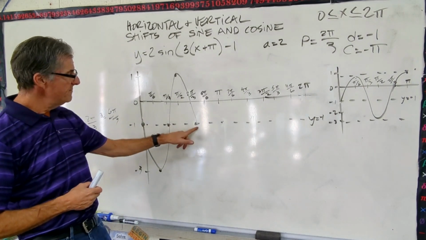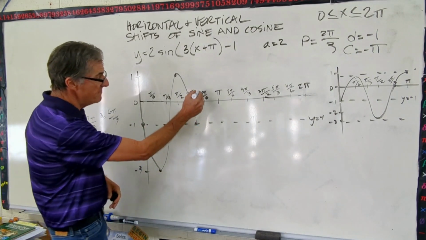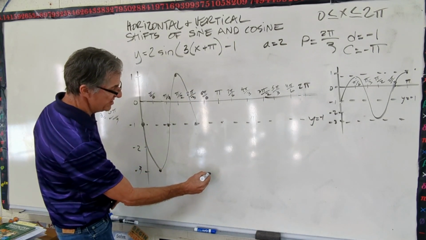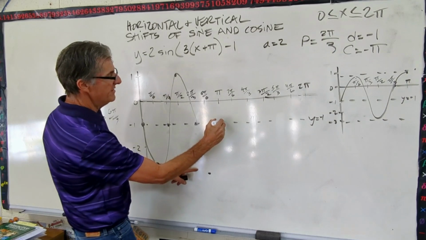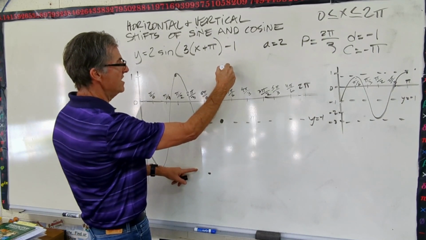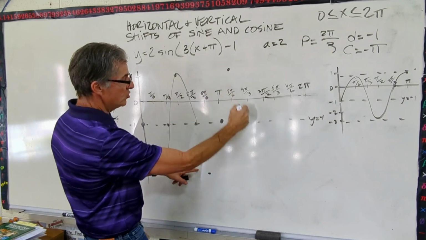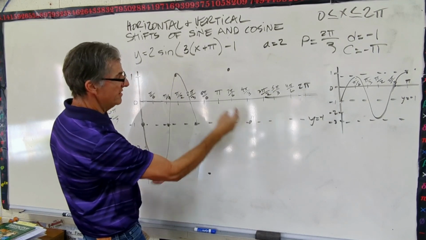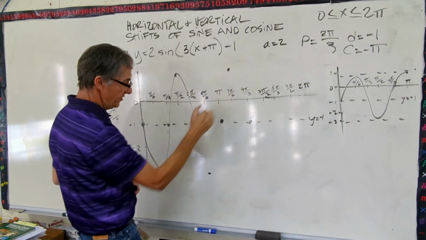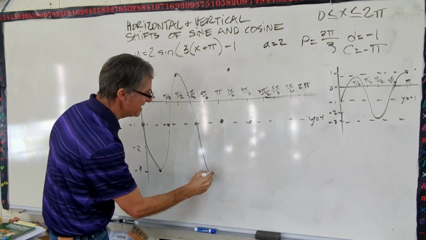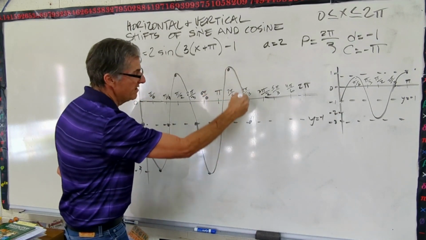So I've done my 1 period. Now I'm going to go down to my minimum at 5 pi over 6. One more pi over 6 gets me to pi. And then another pi over 6 is at 7 pi over 6. And then twice my period is right there. And that makes sense. My period is 2 pi over 3, so twice that is 4 pi over 3. So now I can get my second period of my graph.